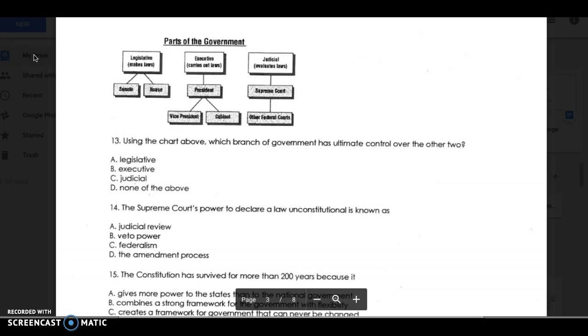Number 13. Using the chart above, which branch of government has ultimate control over the other two? A. Legislative, B. Executive, C. Judicial, D. None of the above.